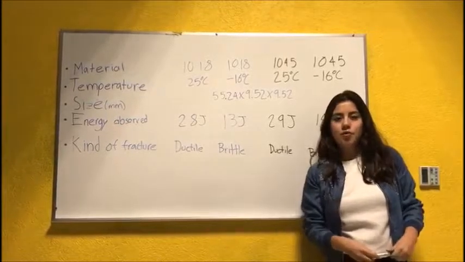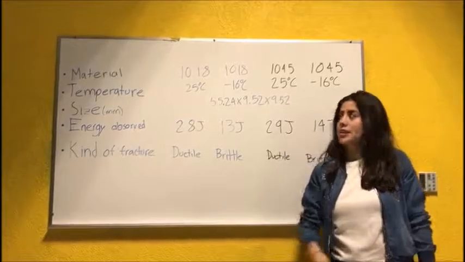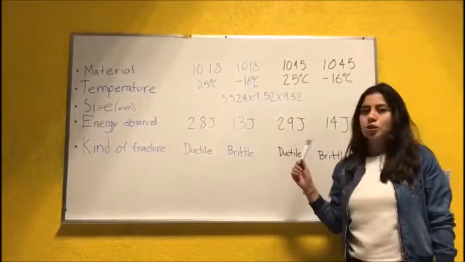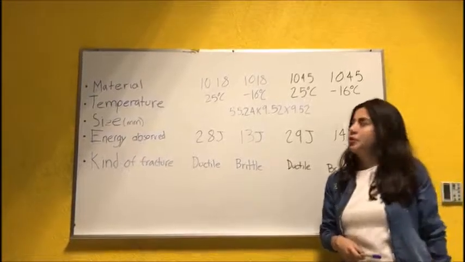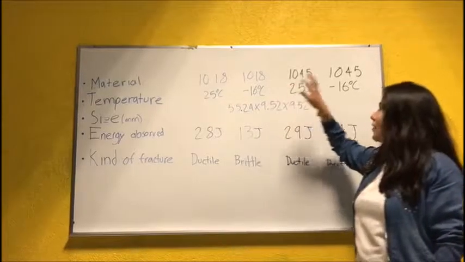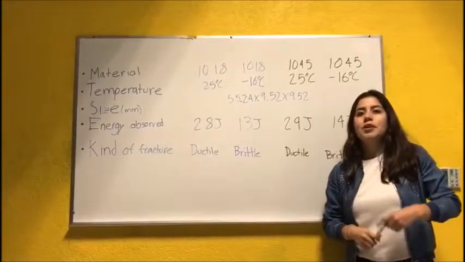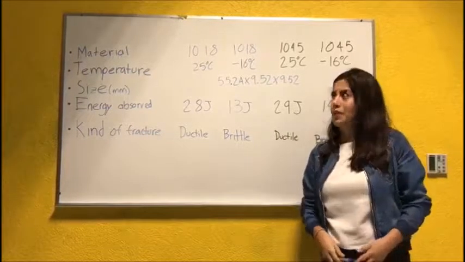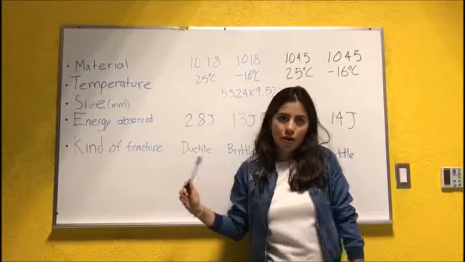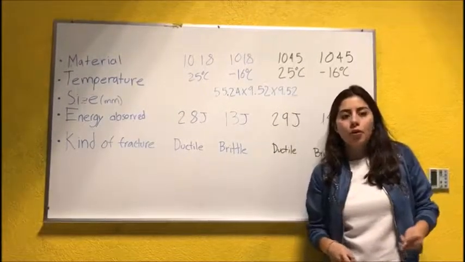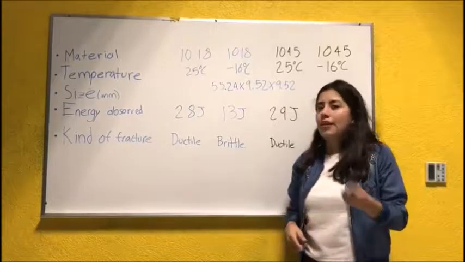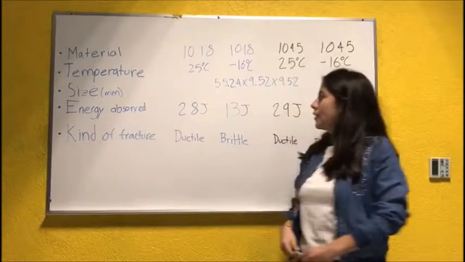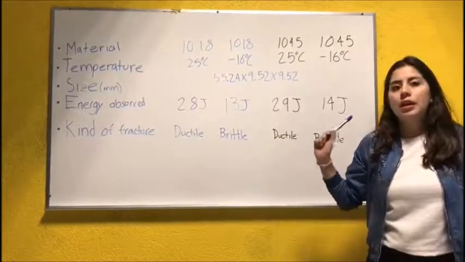These are our results for the practice of impact test. We made 2 tests for each steel at different temperatures. First, for 1018 and 1045, we made the procedure at room temperature, and later we made it for a lower temperature. To calculate the energy absorbed in the materials, we use the force resistance that the pressure gauge gave us, minus the air resistance. And we have the energy absorbed in joules.